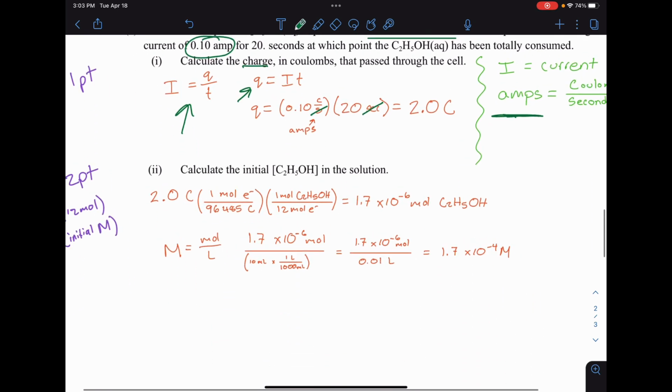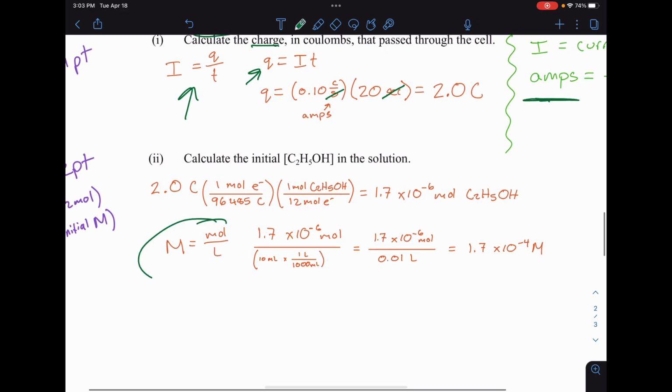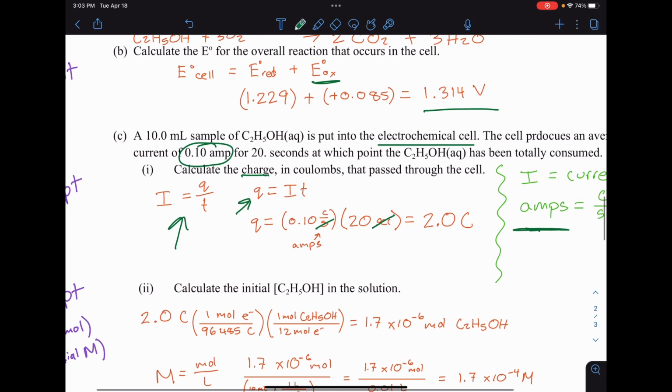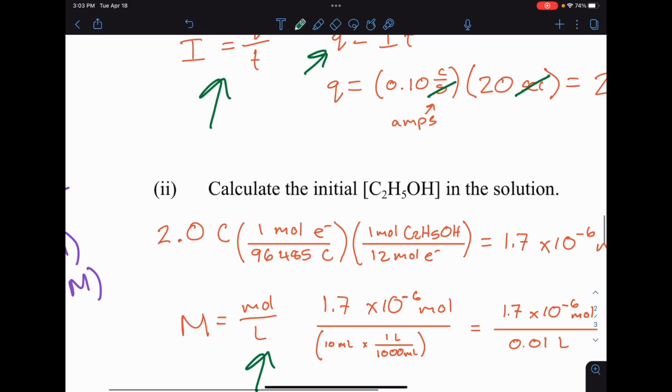All right, so this last question maybe was a little bit tricky, but it involves Faraday's constant. So let's go over it. Calculate the initial concentration in solution. Now remember, concentration is molarity, moles per liter. So we need to find moles, and we need to find the liters. Well, the liters comes from the 10 milliliter sample, so we can just convert that to liters. So that should go here. But first, let's find the moles. So let's remember that Faraday's constant here is coulombs per mole of electrons.